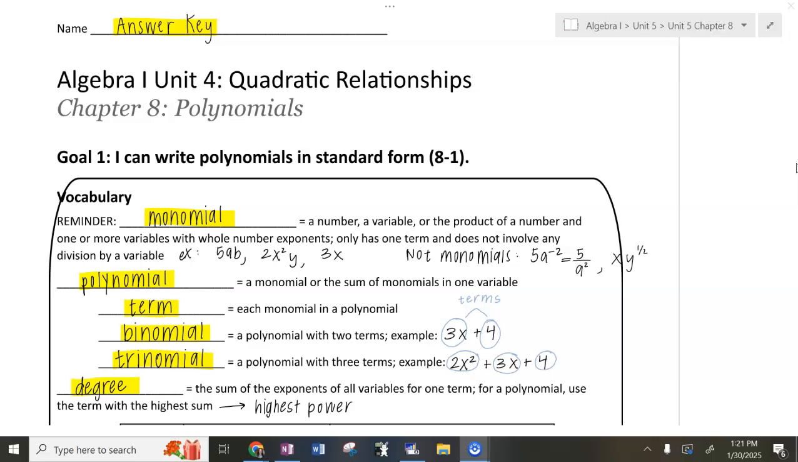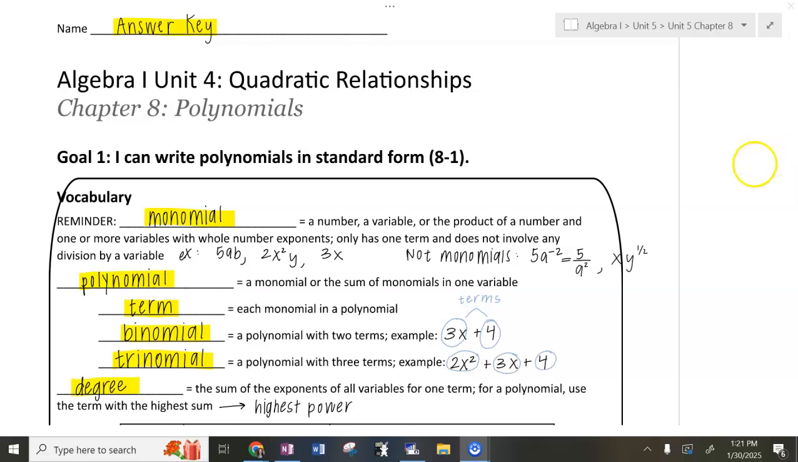The term is what means each separate monomial. So when you have an adding or subtracting sign, that splits up your terms. Whenever you have two terms, that's called a binomial. Three terms is called a trinomial. So one term monomial, mono means one. Two terms binomial, think like a bicycle has two wheels, bi means two. Tri, think tricycle has three wheels, so trinomial has three terms.